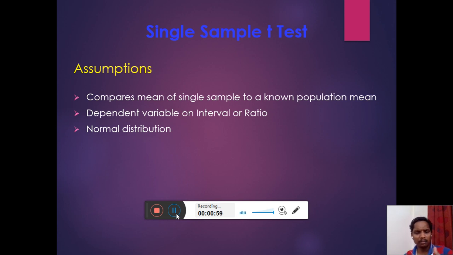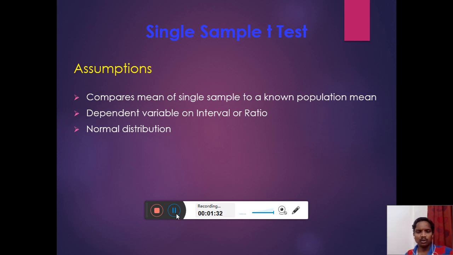This is an example. The mean was around 160, and after some 10, 15, 20 years we are conducting another research, and we want to compare the previous population mean, the 160, with the present research study. Then in that case we will go for single sample t-test.